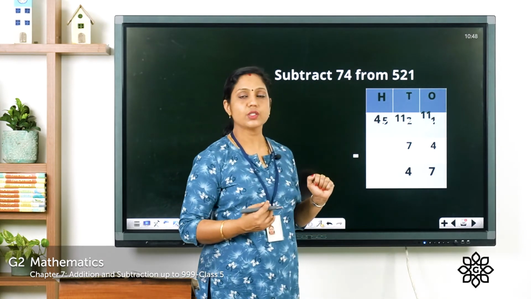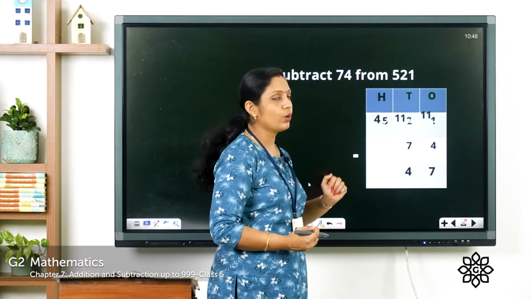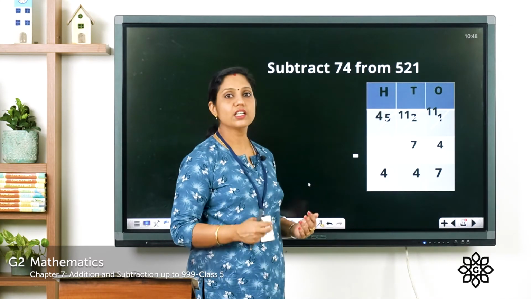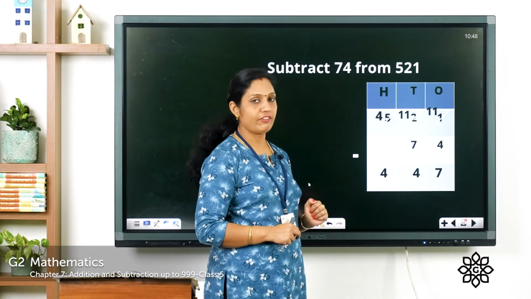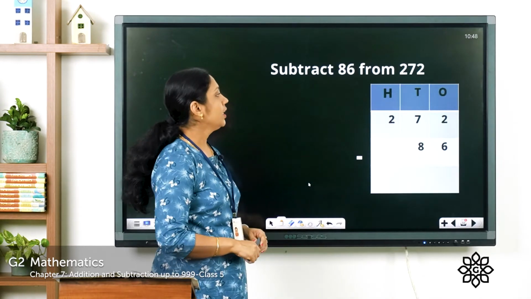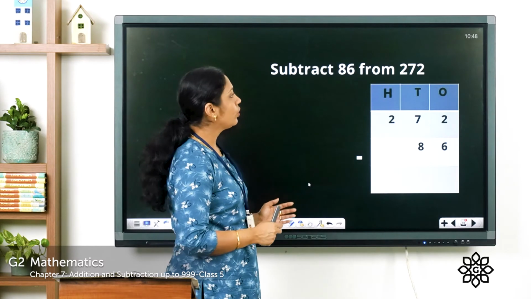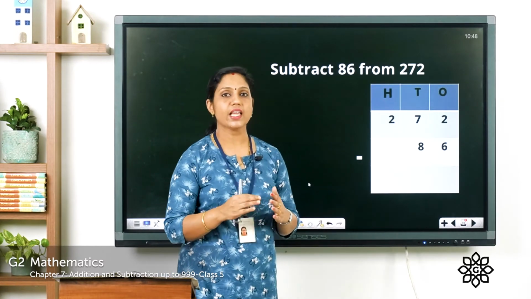Now here in the hundreds place you have the number 4 that you can write along with the answer, and you get the answer 447. Let's have a look at this number. We have 272 minus 86.